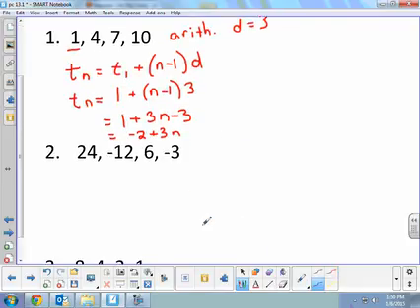On the next example, I notice that one is geometric. My common ratio, or what I'm doing, is I'm dividing by -2, which is the same as multiplying by -1/2. So I want to make sure I use the correct formula, use the one that's got an r in it.